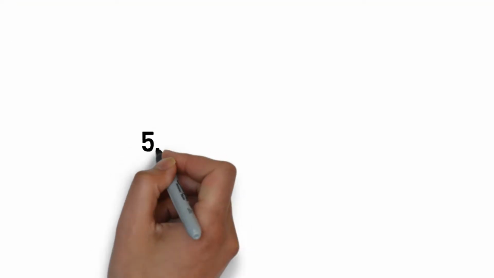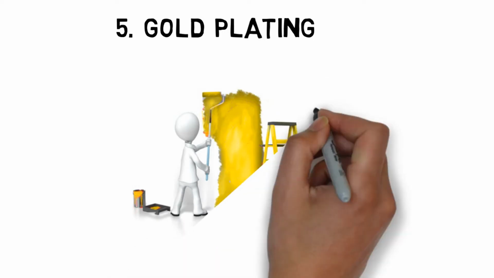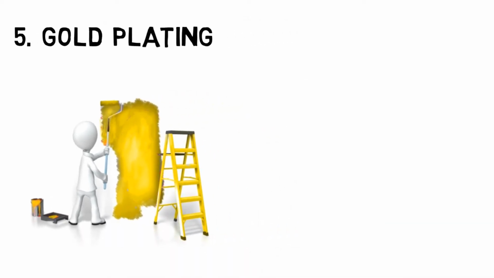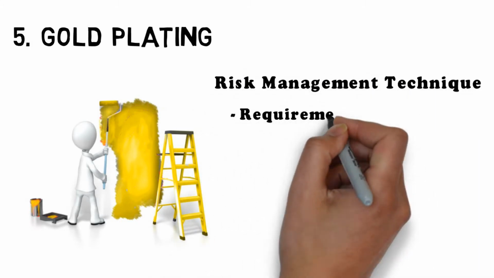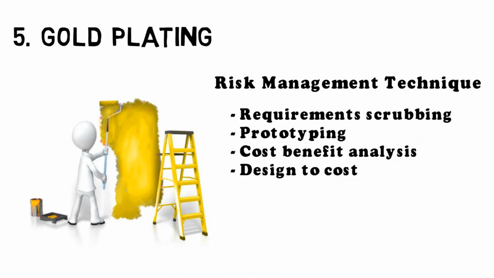Fifth one will be gold plating. It is basically making a change beyond the project scope under the assumption that it would make the product better, but it might not. So the risk management techniques are requirement scrubbing, prototyping, cost-benefit analysis, and design to cost.